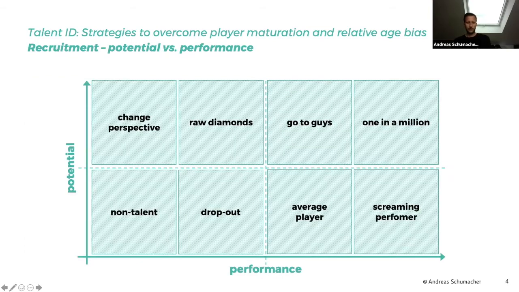And now that you guys know how we see the potential on the performance side, I just brought you a little slide where, for sure, a guy who's performing well at an early age and has potential, that's a 1 in a million guy we are looking for. But we might have this guy where all the clubs are going to, the go-to guys.